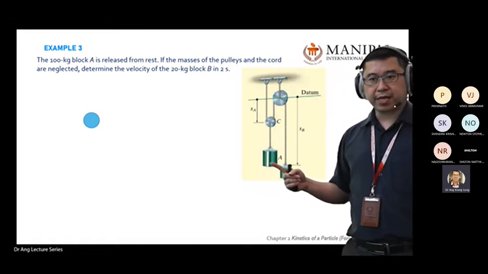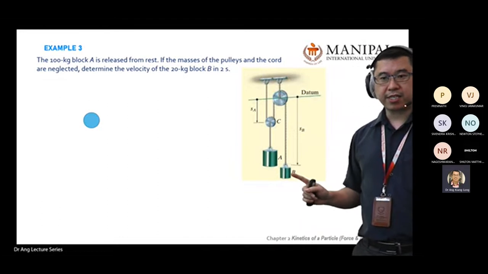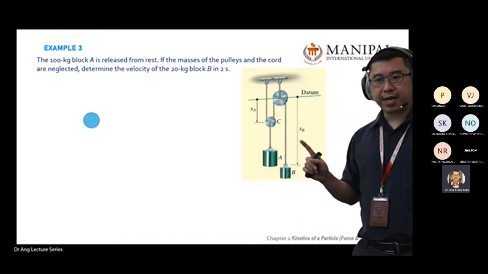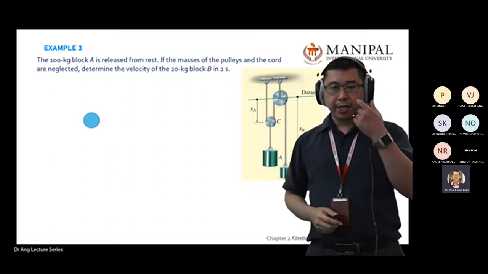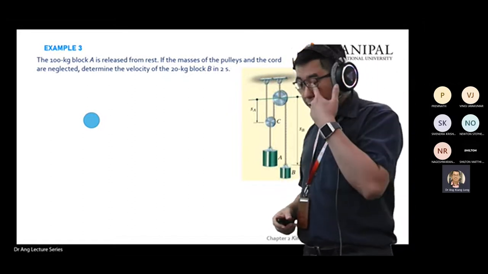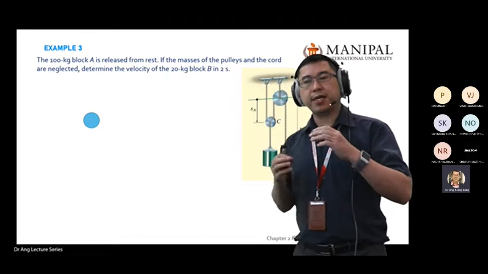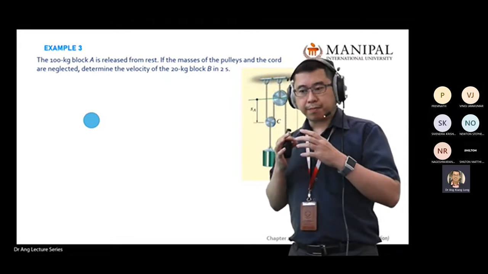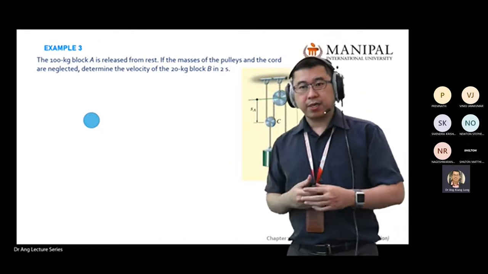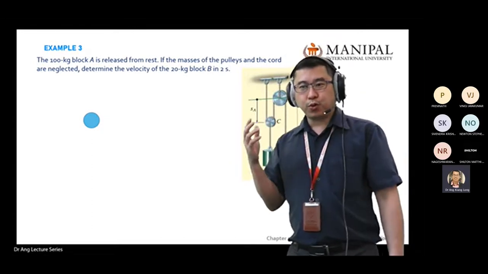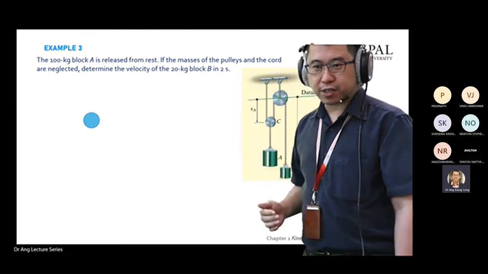Meaning after 2 seconds, object A is released, what is the velocity of B at that particular time? Okay. Now, when you want to solve this kind of question using F equals ma, or Newton's second law, you only need to remember the strategy of solving.